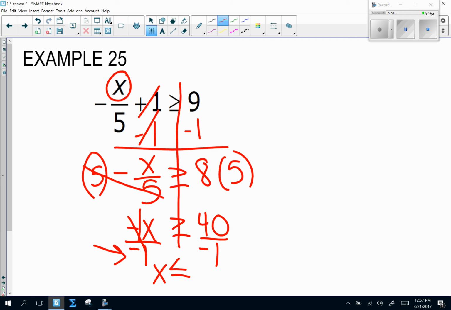Those cancel out, I have my x. I flipped my inequality sign, and I have 40 divided by negative 1, which is negative 40. So x is less than or equal to negative 40.